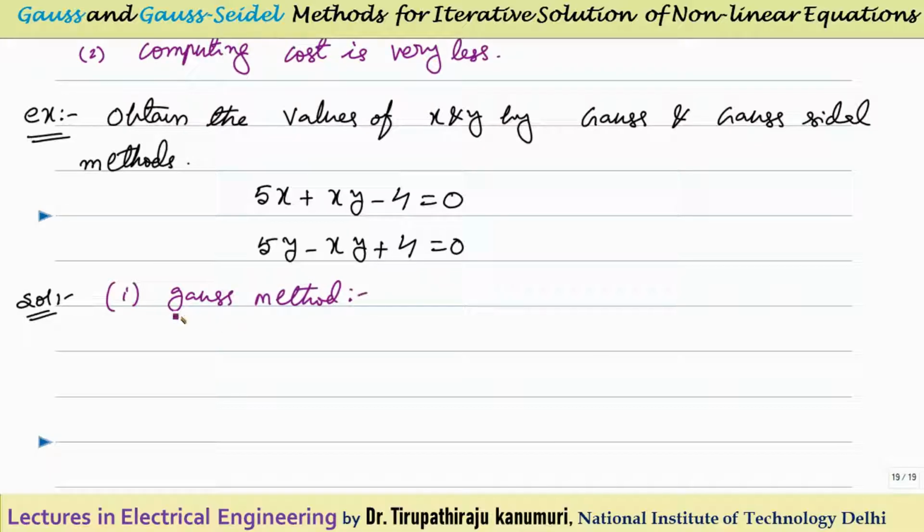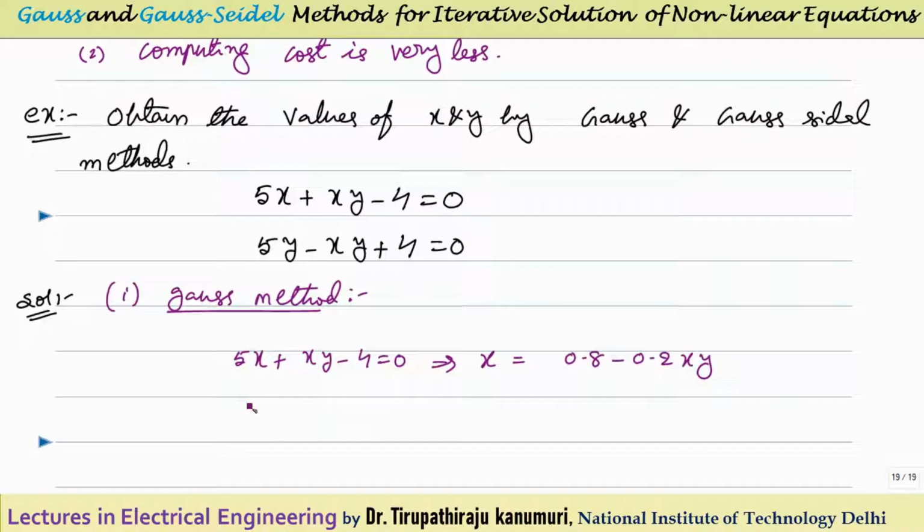So these are the two equations: 5x plus xy minus 4 is equal to 0. From this I can calculate the value of x. The value of x will be equal to 0.8 minus 0.2 times xy. I have just taken 5x is equal to 4 minus xy, with xy coming to the other side, and divided by 5. So 4 divided by 5 becomes 0.8, and 1 divided by 5 is 0.2. When xy comes to this side it becomes minus, so that's why I have written it like this.